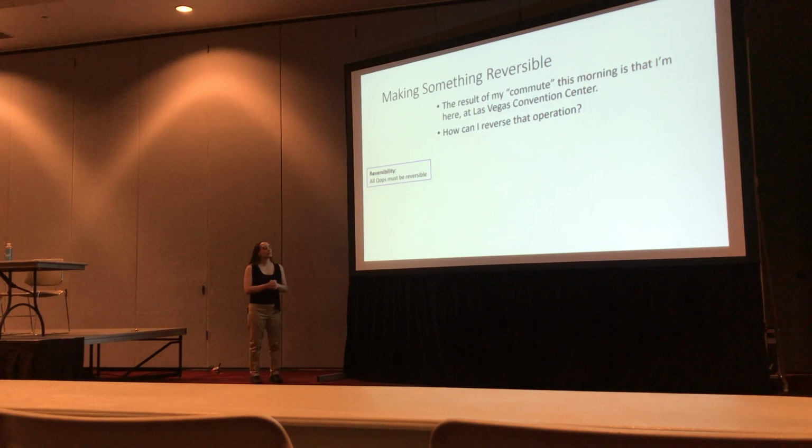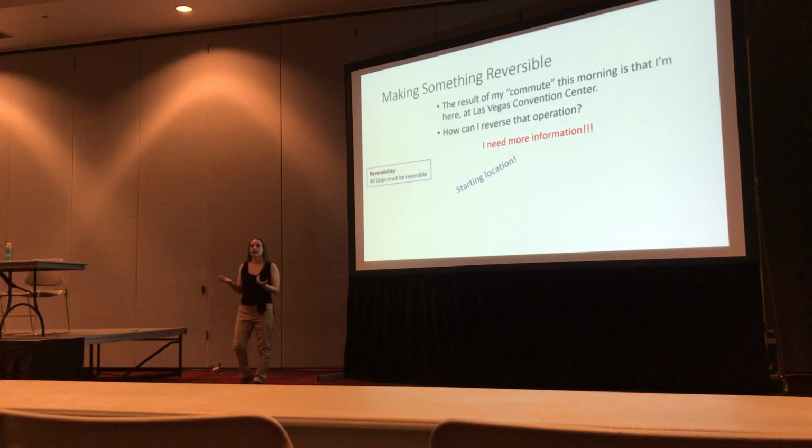Okay. So let's talk about an operation. So let's say that I want to reverse the commute that I did to get here to the convention center. What information would I need, or how could I reverse that operation? I want to get home again, or I want to get back to my hotel room. The key is that I can't just do that. I need more information. So what information might I need in order to get back? Well, maybe I need my starting location. Okay? Well, is the starting location enough if I don't know how to get there? Maybe I need a map.